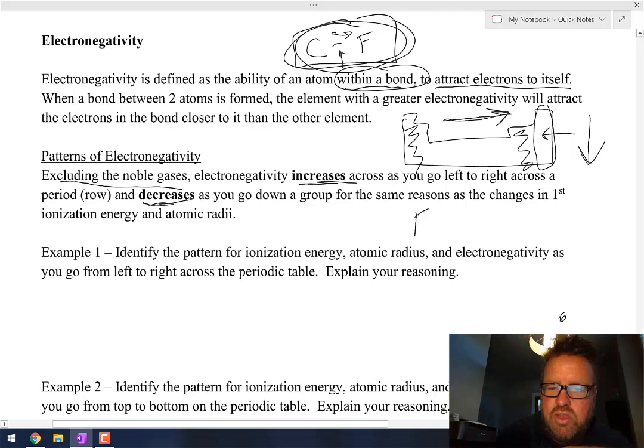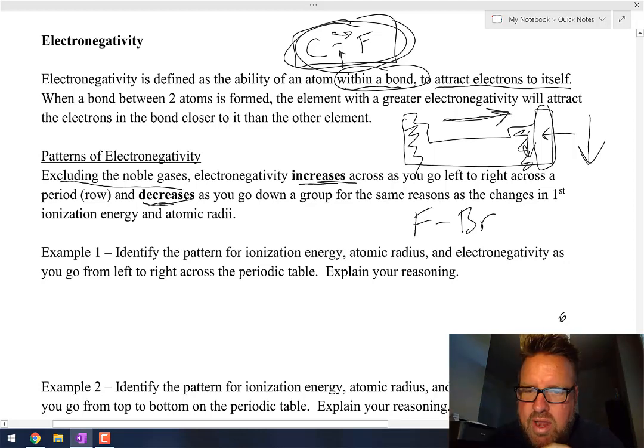So in the bond between fluorine and bromine, bromine is farther down than fluorine on the periodic table. That means bromine has a lower electronegativity. And again, just like the carbon example, those electrons are going to be more attracted to fluorine than they are to carbon or to bromine.